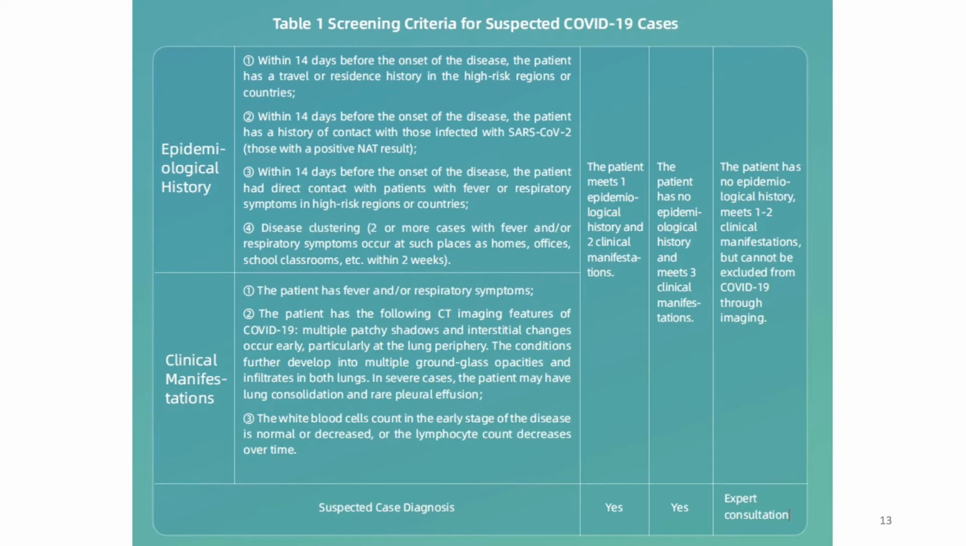So if the patient meets 1 epidemiological history and 2 clinical manifestations, then that's yes. If the patient has no epidemiological history and meets 3 clinical manifestations, the answer is yes. But if the patient has no epidemiological history and meets 1 to 2 clinical manifestations but cannot be excluded from COVID-19 through imaging, then the way forward is expert consultation.